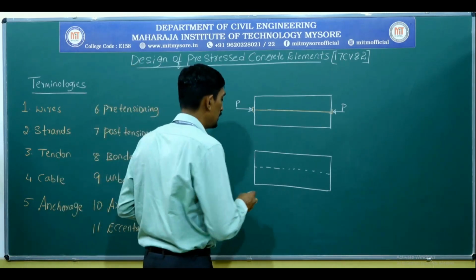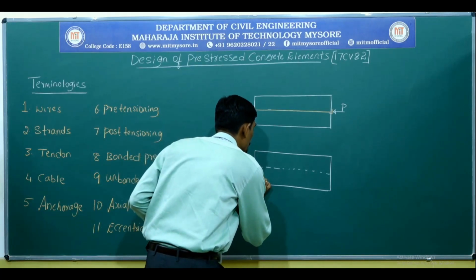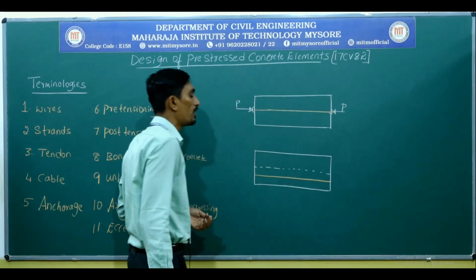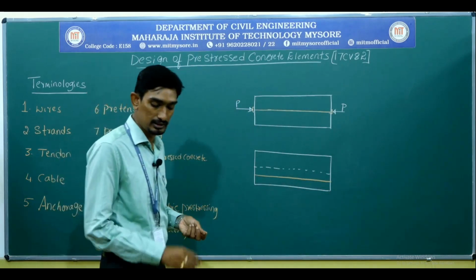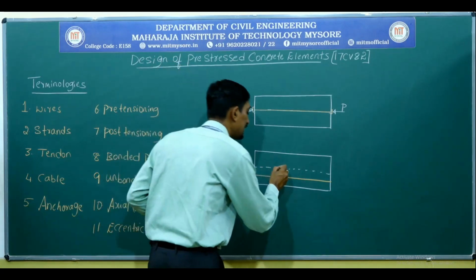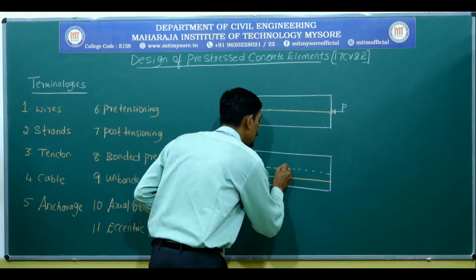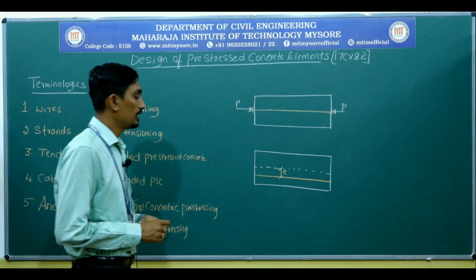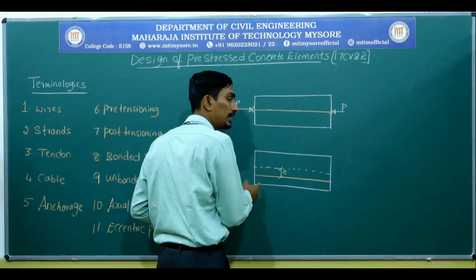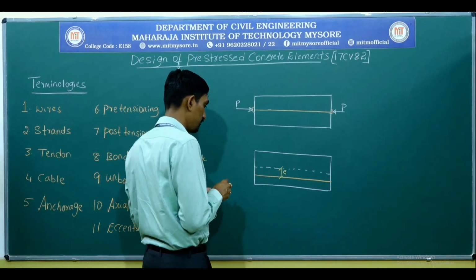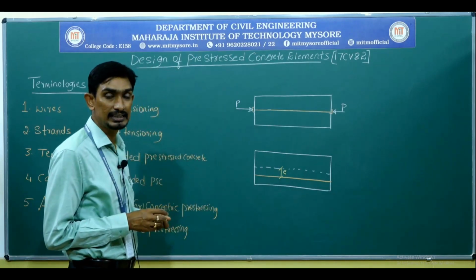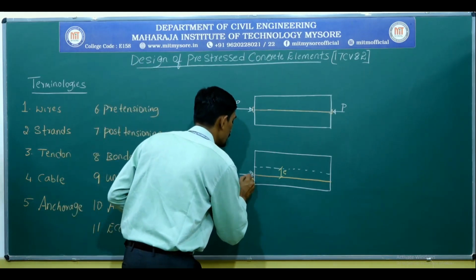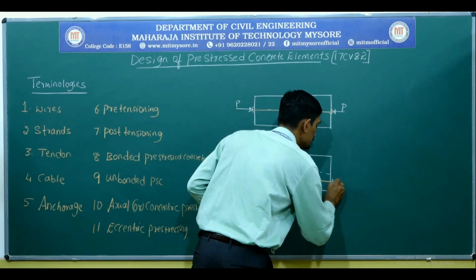Now, let us try to provide the tendon with some eccentricity. Let me denote this by e. Let me provide the tendon inside the concrete with an eccentricity e, and this has been pre-stressed with a pre-stressing force of P.